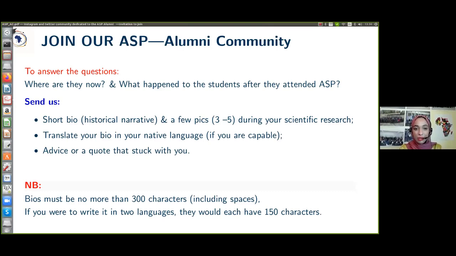So the idea is to send us a short bio of yourself and a few pictures during your scientific research. I'm thinking about something that relates to your education up until what you are doing now, passing by the African School of Physics. It should be centered on physics, but in a historical narrative of your personal development as a physicist. Also, if you can translate your bio into your native language, that would be awesome. And the last thing, please send us an advice or a quote that has stuck with you.